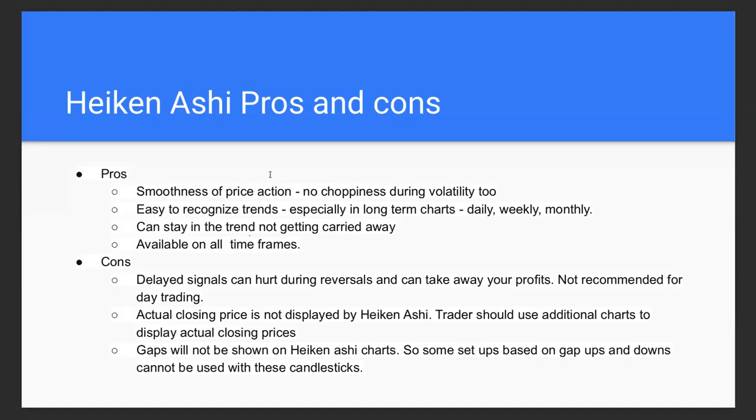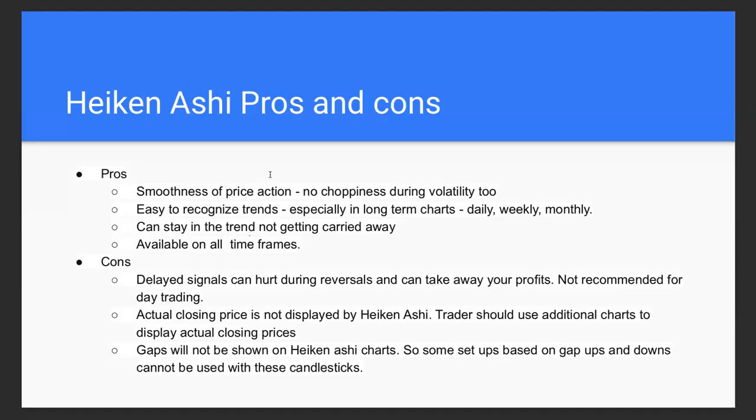Then the second thing is the actual closing price is not displayed on Heiken Ashi. This is very, very critical, guys. As I mentioned, the close and the open of the candlestick are different for a Heiken Ashi compared to a regular candlestick. So the price that you see on Heiken Ashi is not the actual price, and you have to be aware of that all the time. You should use additional charts to display the actual closing prices.